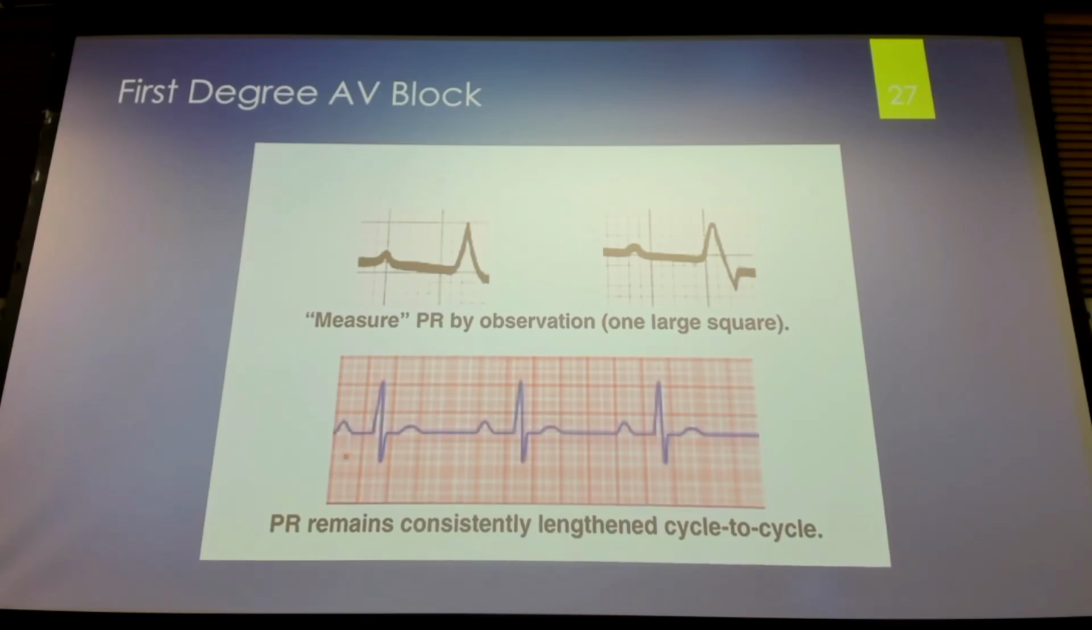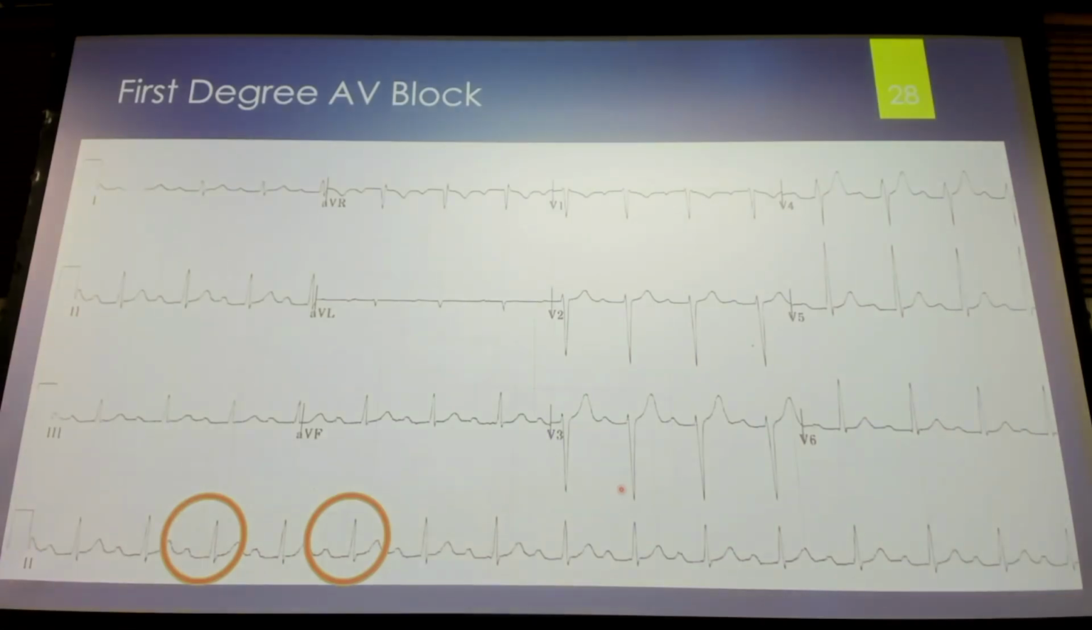So you measure that out with your calipers. If it's not directly on a line, measure with your calipers and then put them on a dark black line so you can count your boxes. Or you just count your boxes in between. 1, 2, 3, 4, 5, 6. Here we have evidence of a first-degree AV block.